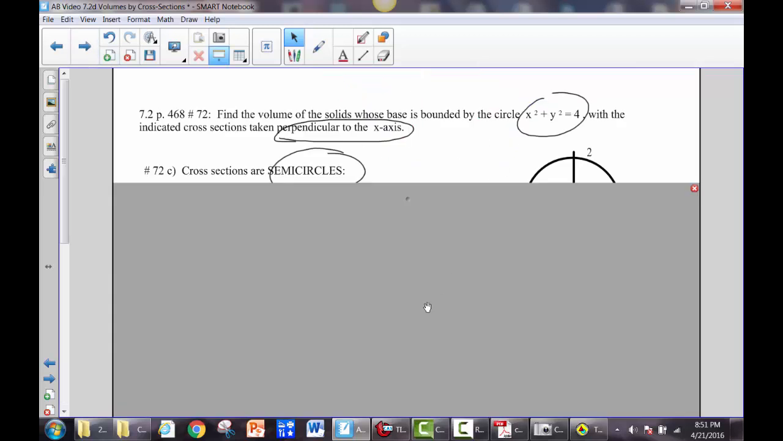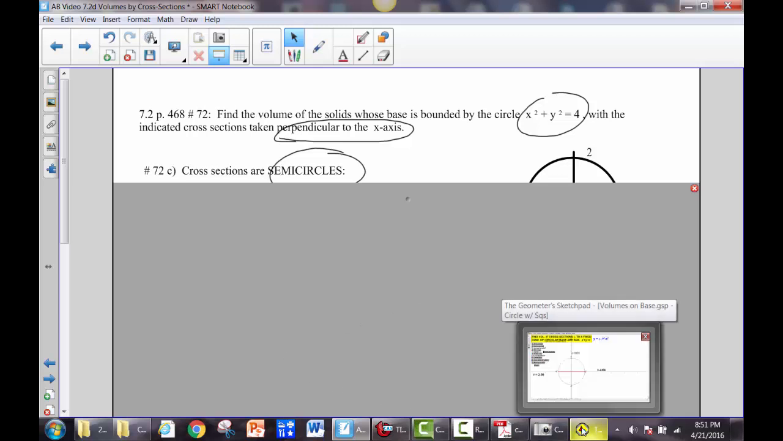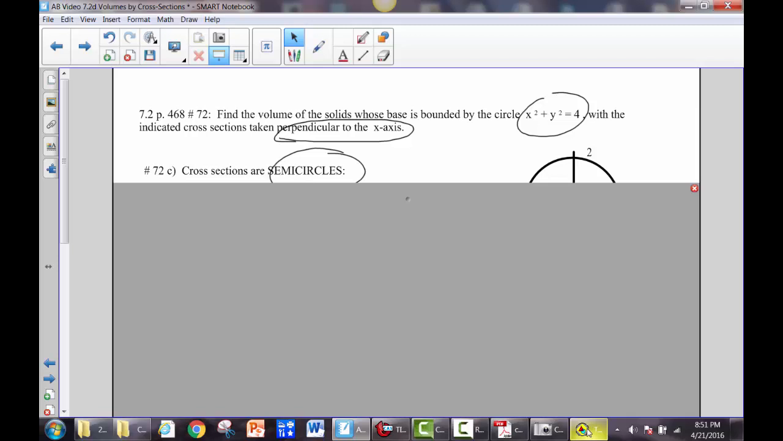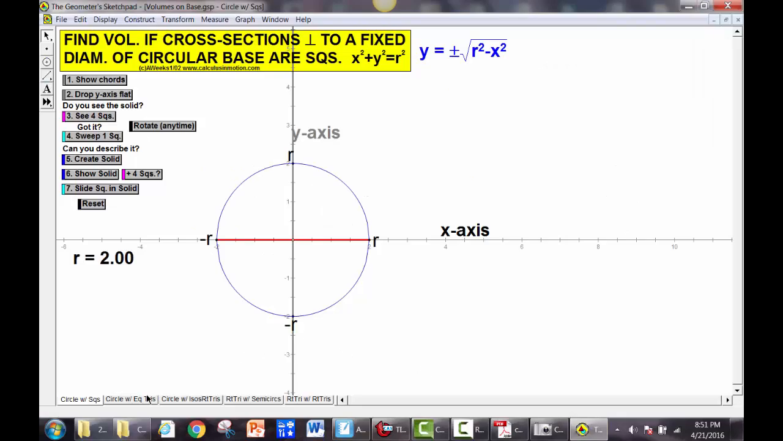Okay, same thing here. Let me show you actually one with a circle base, but now the cross sections are going to be semicircles. So let me show you that.